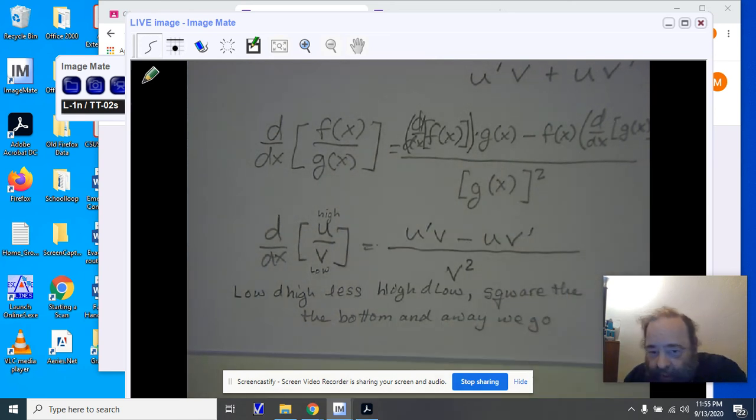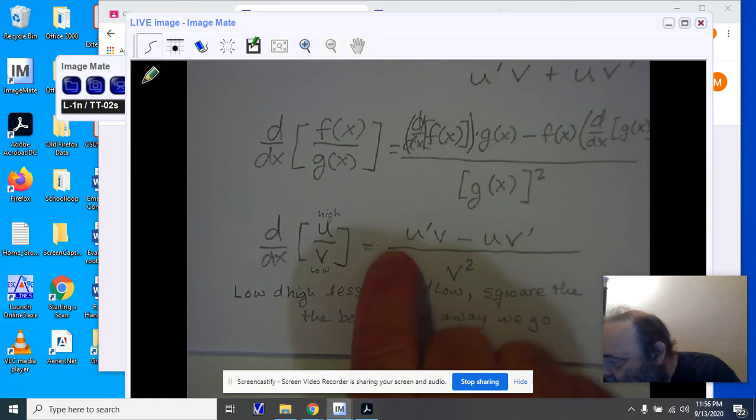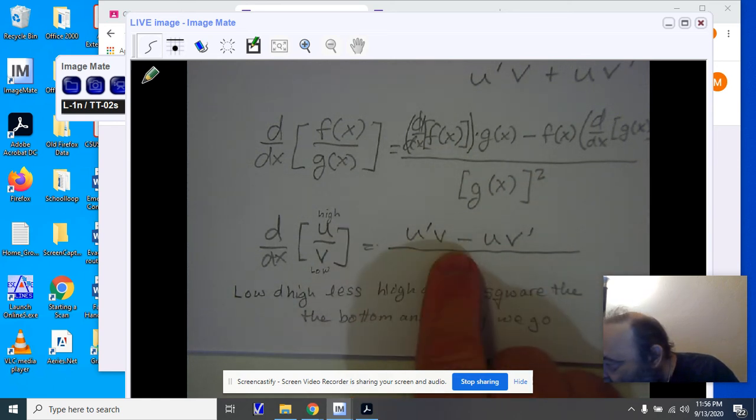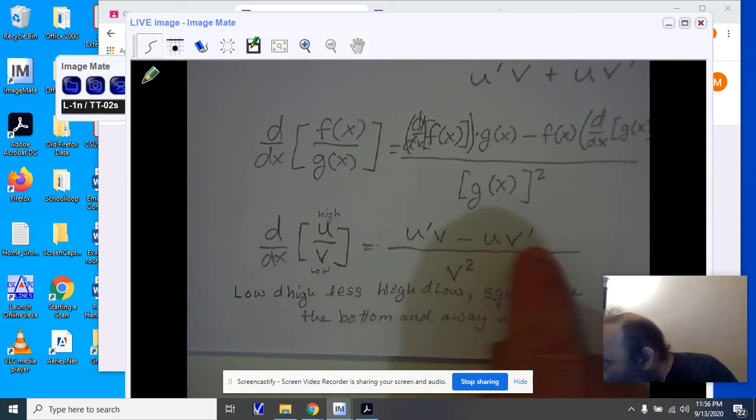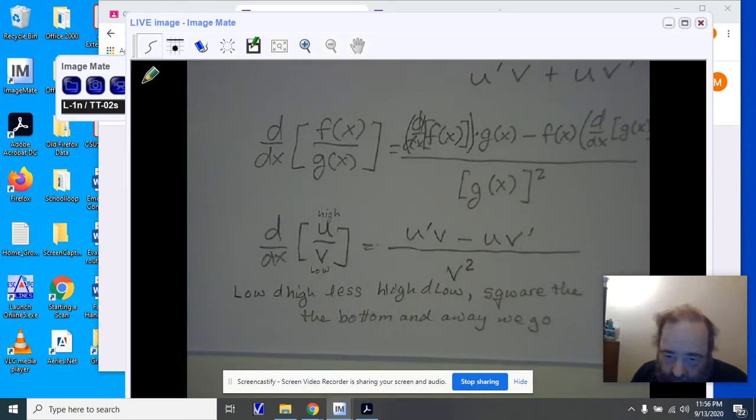Now, it's at this point I would make my students say it out loud several times. So if you want, you might want to just talk with me. Low d high less high d low, square the bottom and away we go. Okay, notice the low value is v, derivative of the high value, less meaning minus, the high value times the derivative of the low value, and then square the low value, and you're ready to go.